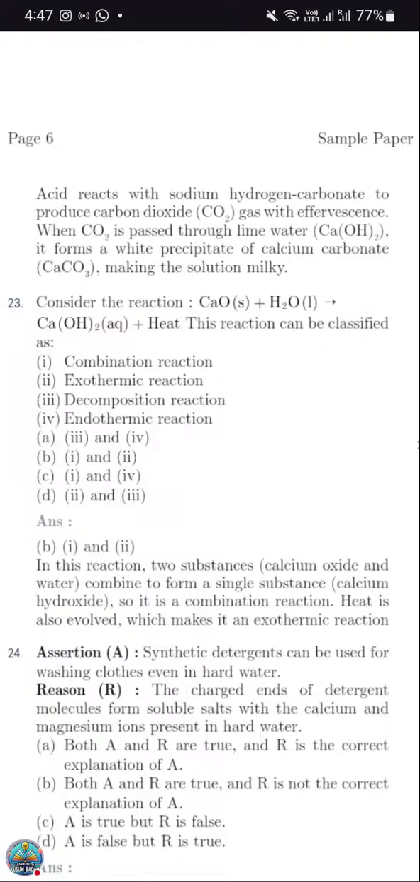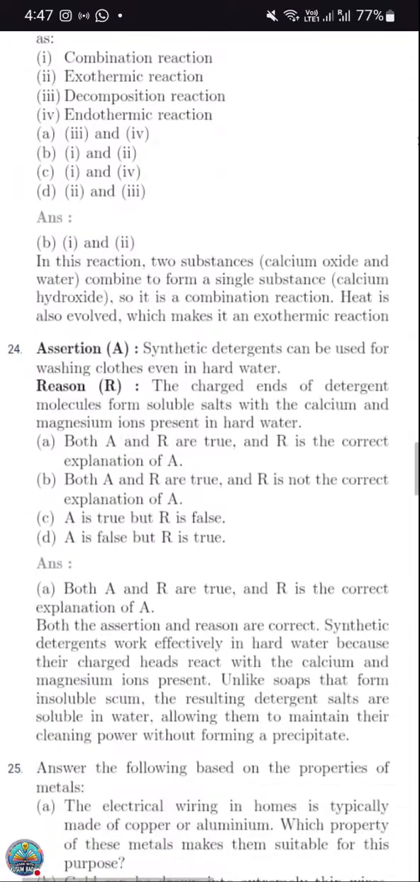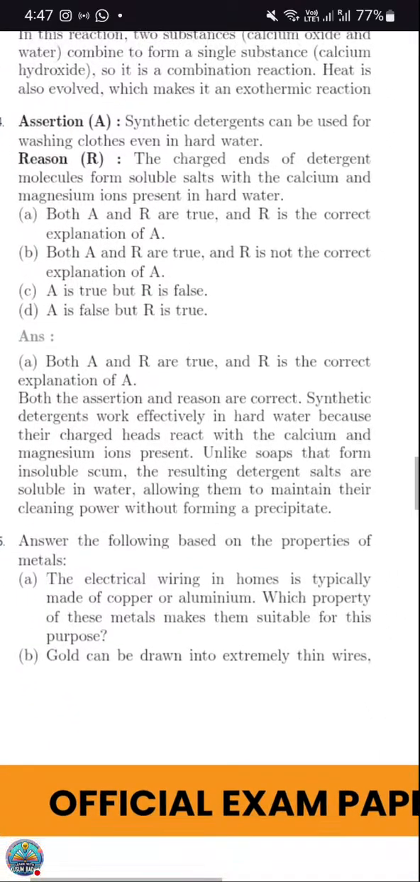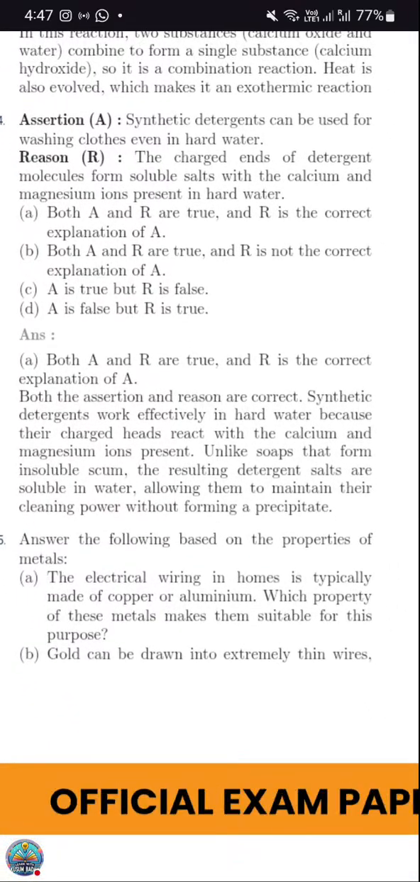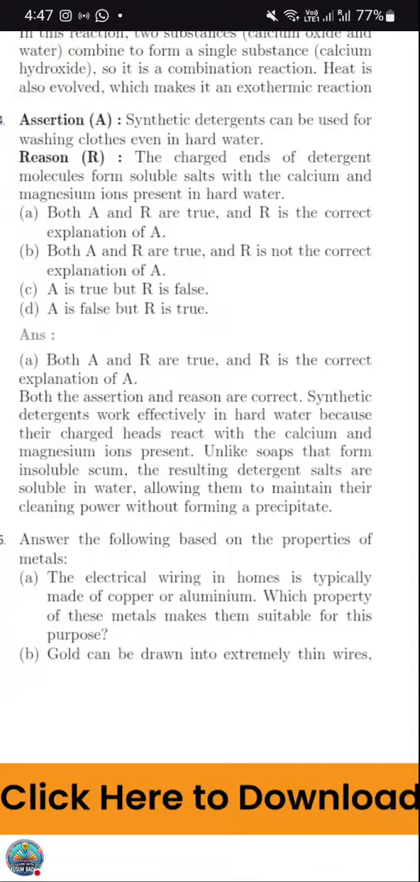Okay, so here CaO is getting added with water. In this reaction, two substances, calcium oxide and water, combine to form a single substance, Ca(OH)2, with the release of heat. So we call it a combination reaction as well as an exothermic reaction. So option number B is the correct answer. It's a combination reaction as the simple substances are being combined to give a complex substance, and moreover there is release of heat.